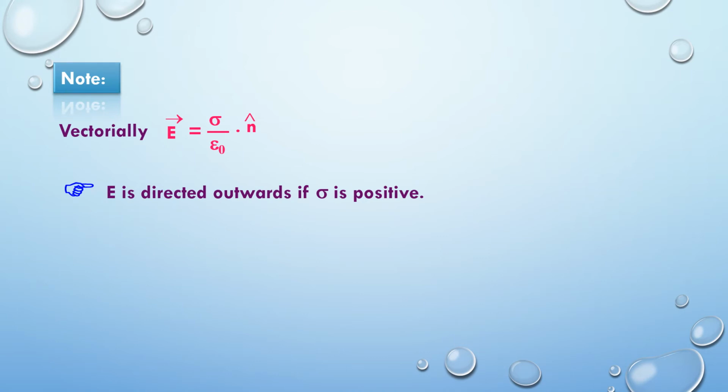Next, vectorially, electric field is equal to sigma upon epsilon naught into n cap, where E is directed outwards if sigma is positive, and E is directed inwards if sigma is negative.